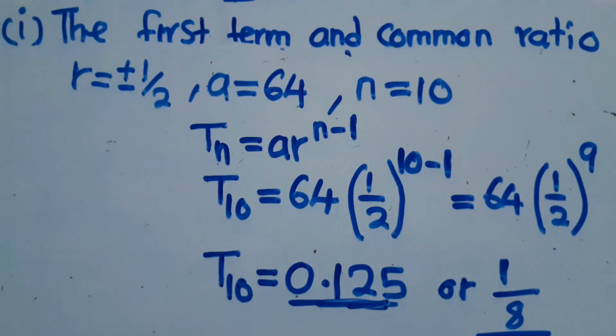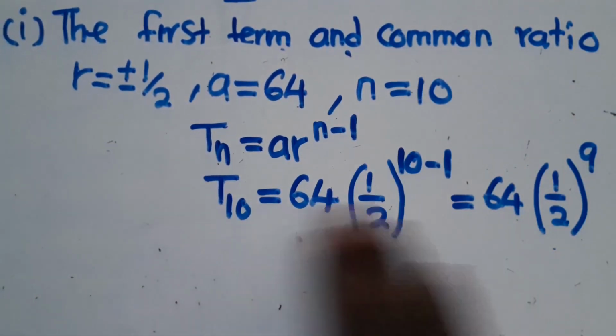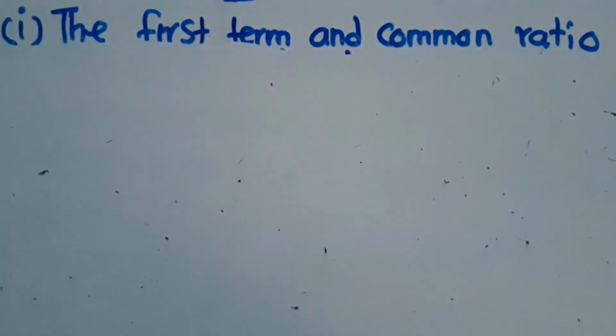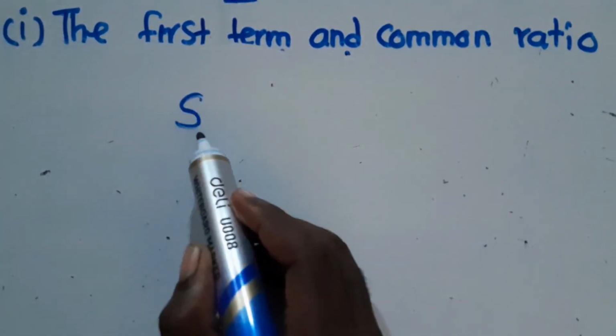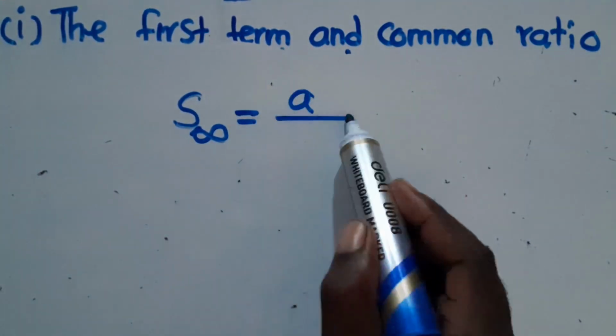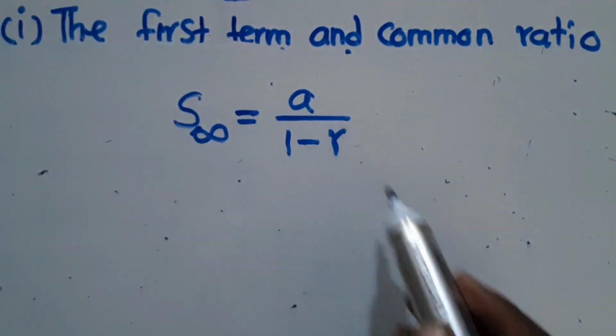The last question was telling us to find the sum to infinity. How can you find the sum to infinity? You write your formula nicely. What is the formula? Here you just need to understand formulas. Sum to infinity is equal to a over 1 minus r.